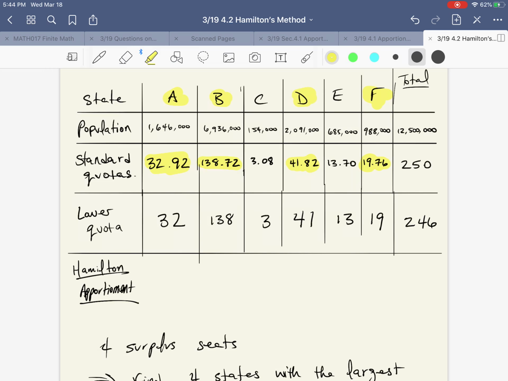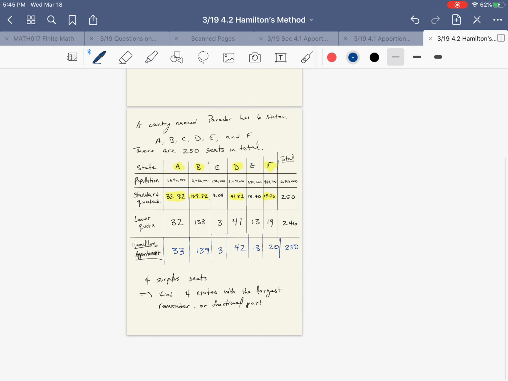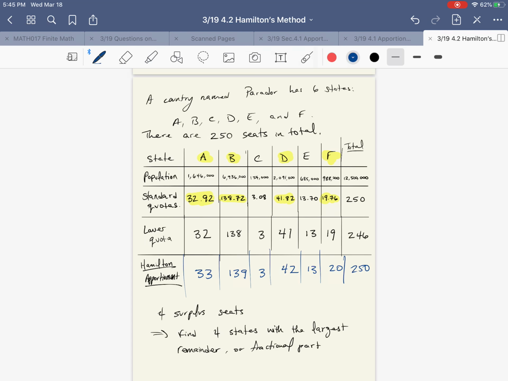So, in the end, our Hamilton apportionment will be 33, 139, 3, 42, 13, and 20. And sure enough, we had 246. We gave 4 more seats away, and this should give us 250. Good, exactly what we wanted. So that's how the method works.